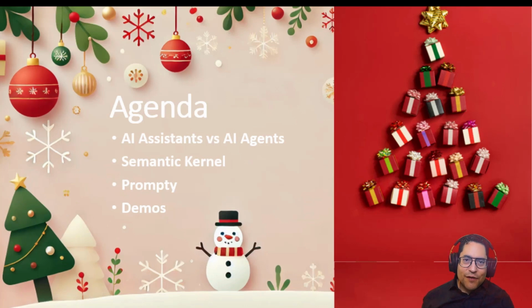So the agenda for today is I'm going to be discussing what is an AI assistant and what's the difference between AI assistants and AI agents. After that, we're going to have a quick overview of what Semantic Kernel is. We're going to go through Prompty, and then after that, I will show you some demos. We're going to start out in Visual Studio Code, and we're going to do some prototyping. And when we are finished there, we will switch over to Visual Studio, where we'll develop the Blazor application that we just saw.